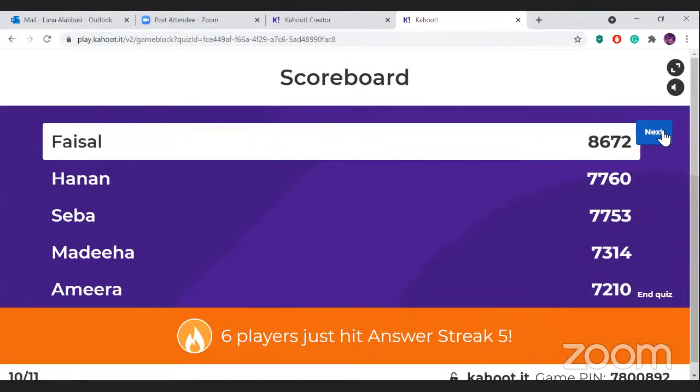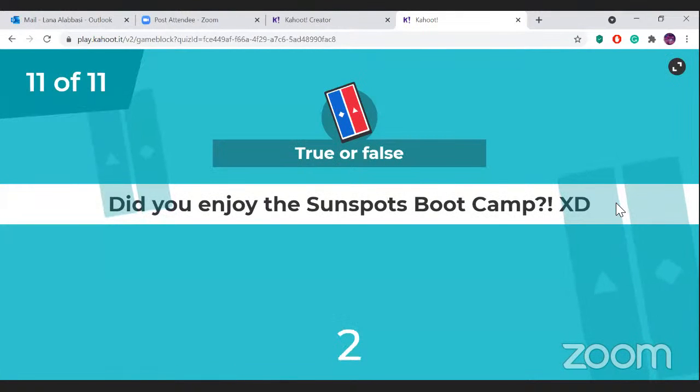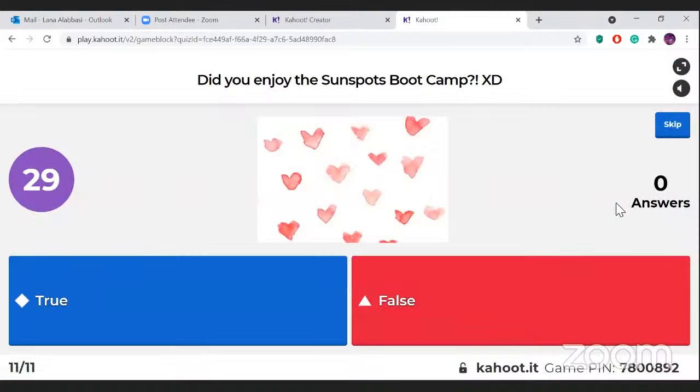For the last question, the competition is getting tighter now. For the last question, did you enjoy the Sunspots bootcamp? I hope you did.